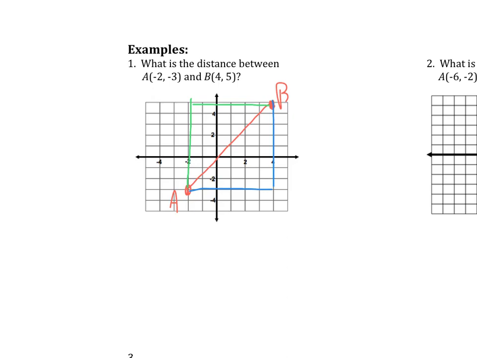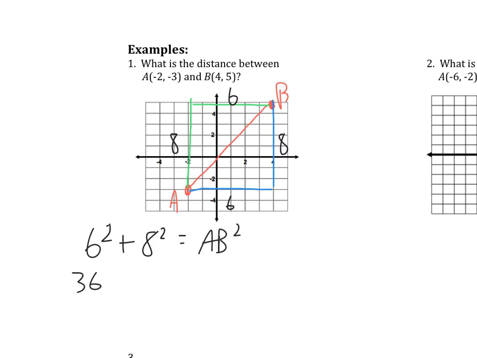What's the length of this horizontal segment? The length of the horizontal segment is 6 here, and the vertical segment is 8. This is 8, this is 6. So again, no matter which triangle you're using, you're going to find the same answer for segment AB. Whichever triangle you're using, your calculation will be 6 squared plus 8 squared equals, we'll call it AB squared.